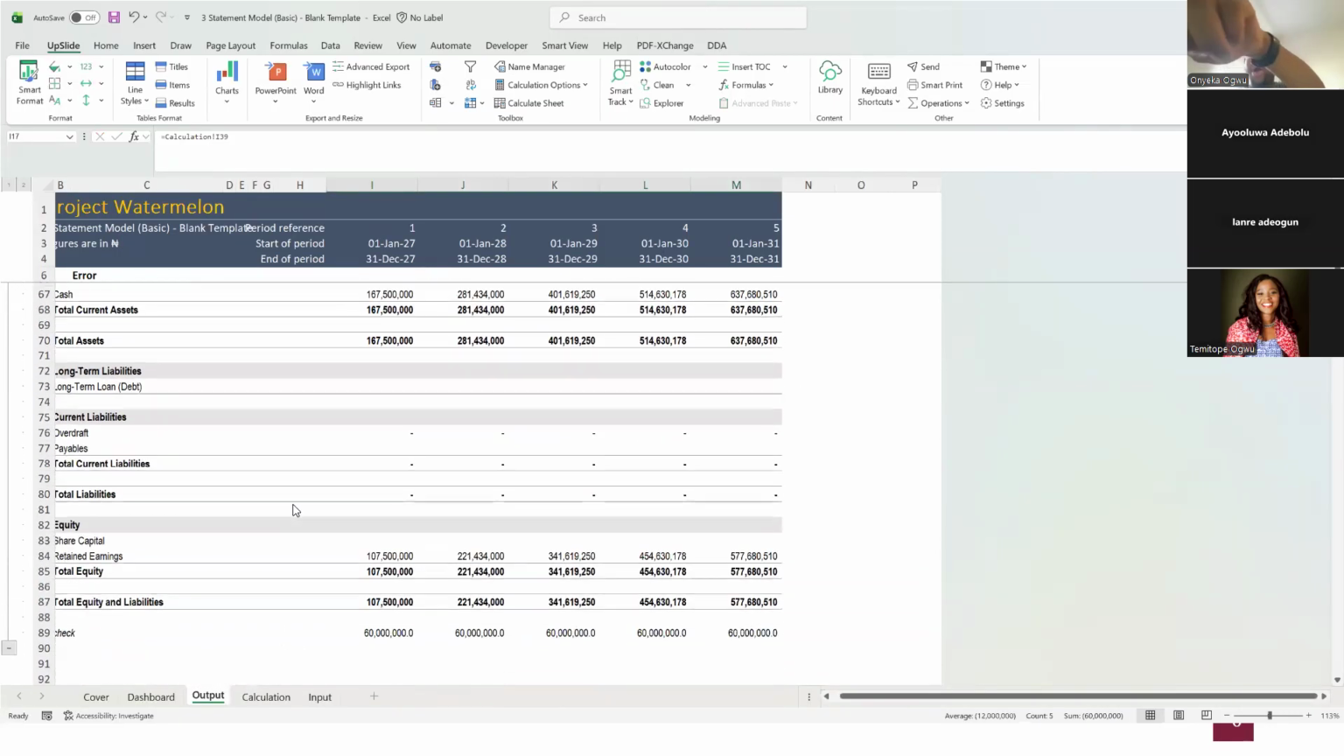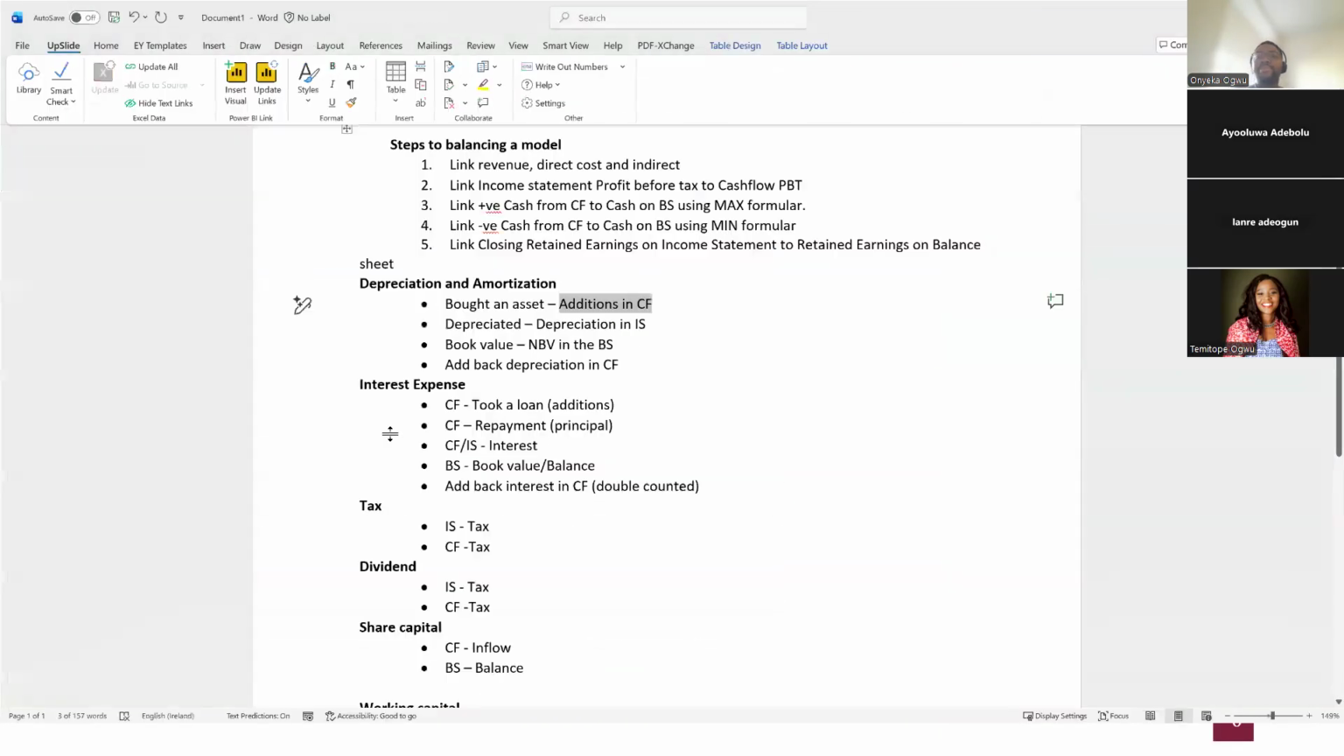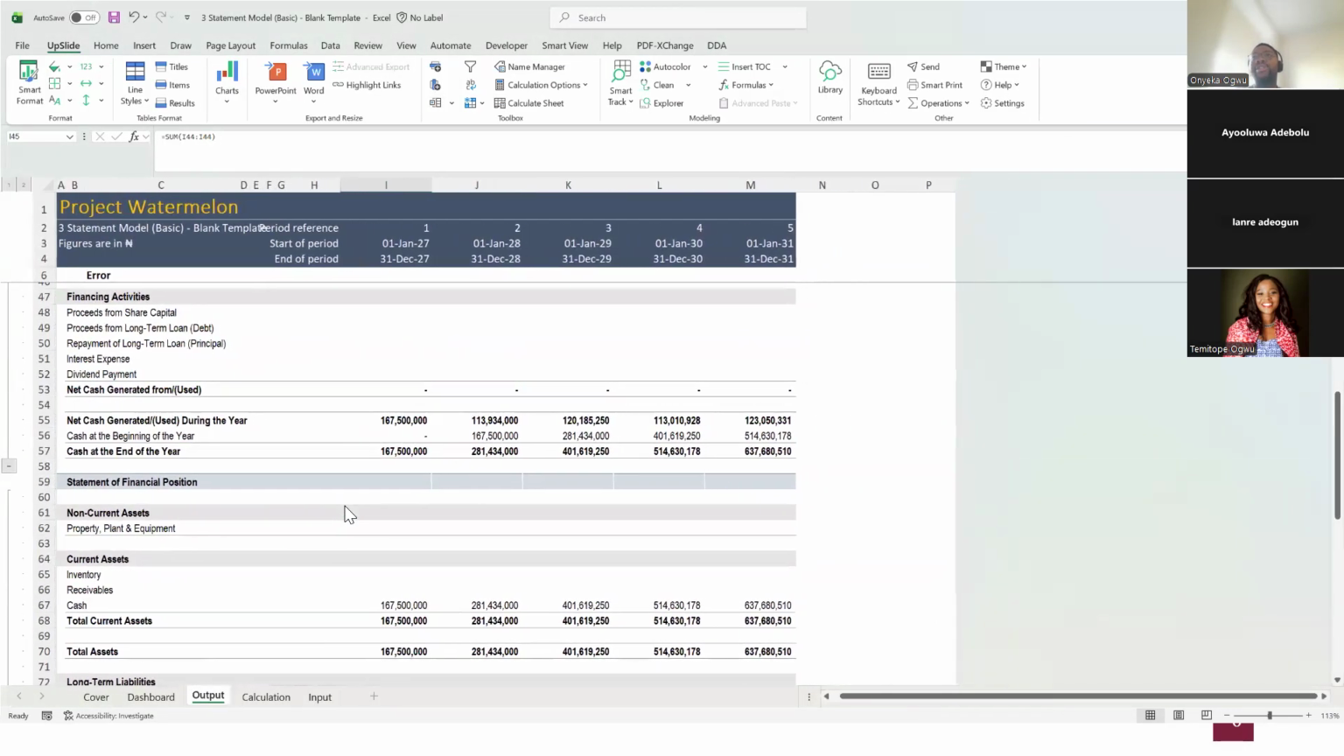You see that our balance sheet is not balancing, because we've not done all these steps. Number 3 is book value. Net book value should go to the balance sheet. So go to the balance sheet now. This balance sheet is there, or statement of financial position.